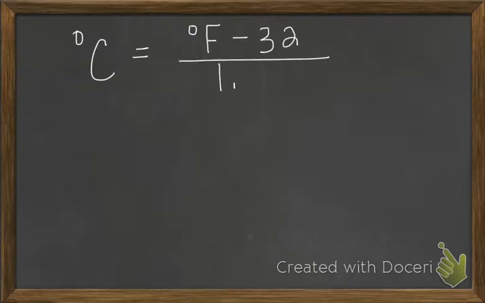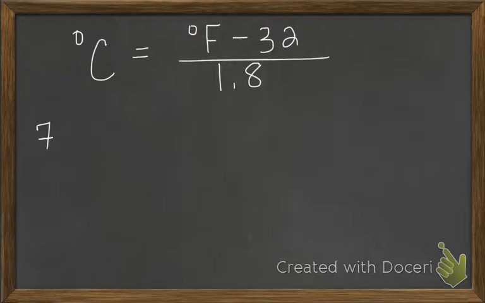Some other units that we might have to convert are temperature conversions. We are most familiar with the Fahrenheit scale, but temperatures can also be reported in degrees Celsius and also in Kelvin. And there are formulas that we use for this. If we need to convert to Celsius from Fahrenheit, we would take the Fahrenheit temperature, subtract 32, and divide it by 1.8. And that is the formula to convert from Fahrenheit to Celsius.